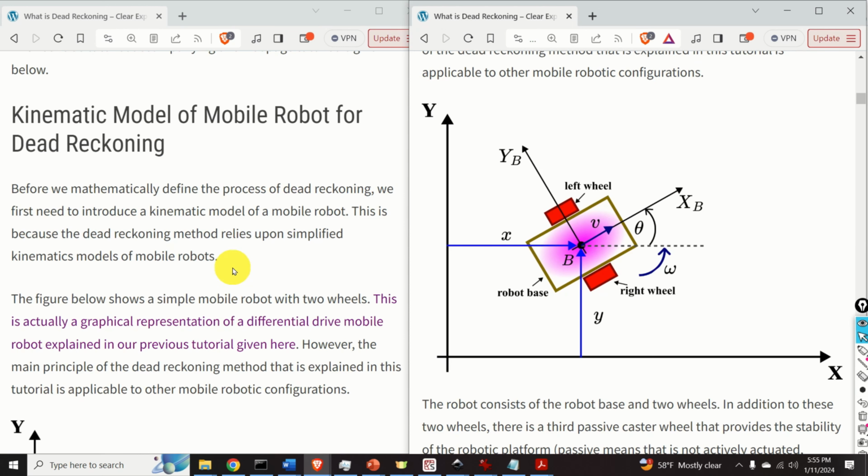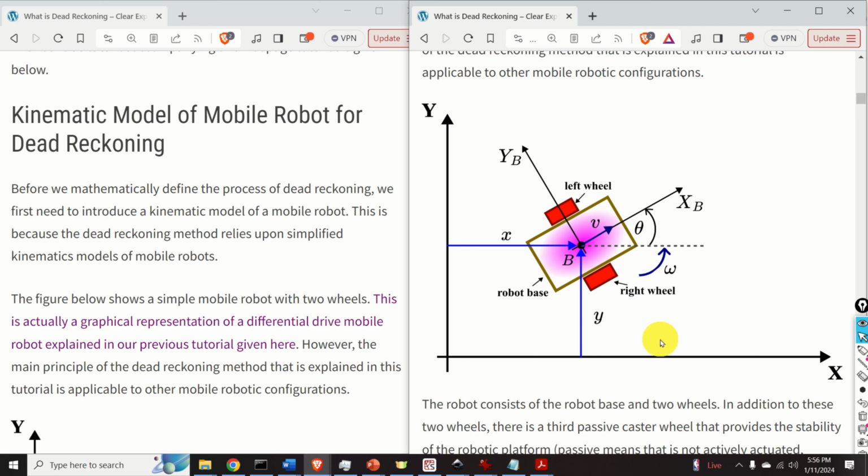Before we mathematically define the process of dead reckoning, we first need to introduce a kinematic model of a mobile robot. This is because the dead reckoning method relies upon simplified kinematics models of mobile robots. This figure shows a simple mobile robot with two wheels. This is the left wheel, this is the right wheel, and this is the robot base. This is actually a graphical representation of a differential drive mobile robot explained in our previous tutorial. A link to that tutorial will be given in the description below this video.